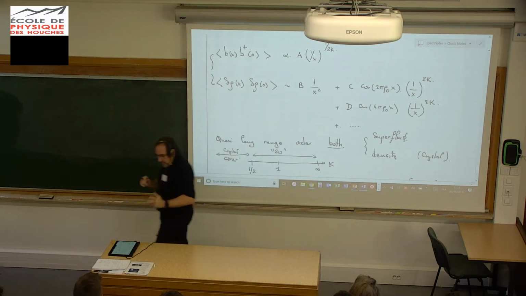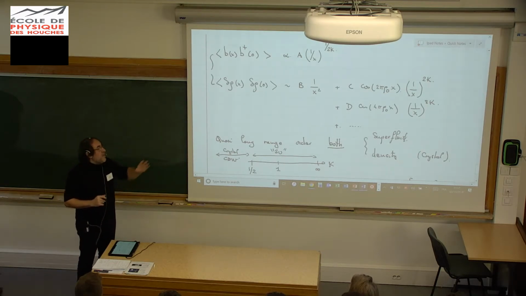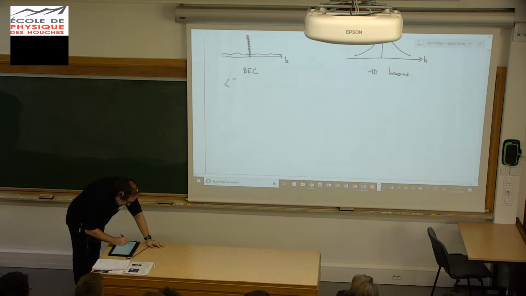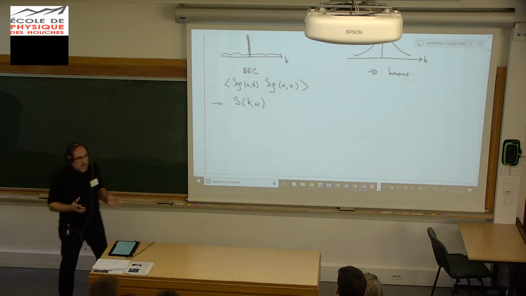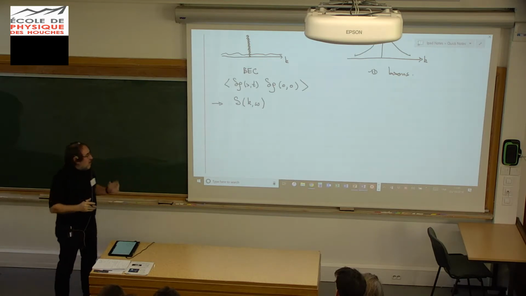Now, rather than show you the Fourier transform just in space, let me assume that I've done the correlation both in space and time, so that I have computed the fluctuation where I create a disturbance at point 0, time 0, and I measure it at point x and time t, which allows me to do the Fourier transform in momentum and frequency. And this is what people call the structure factor. And I will give you the structure factor both for Bogolyubov and for 1D.